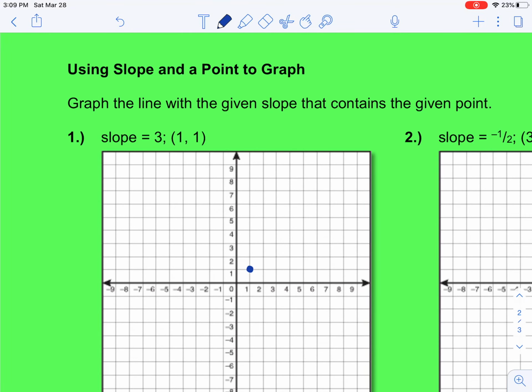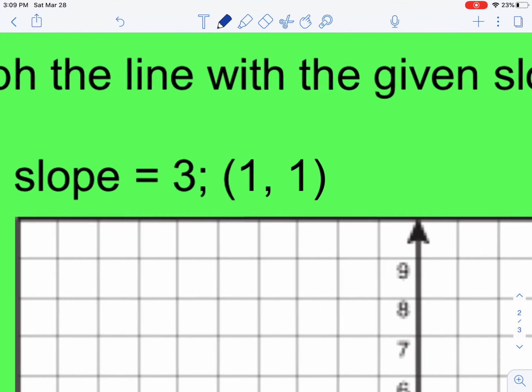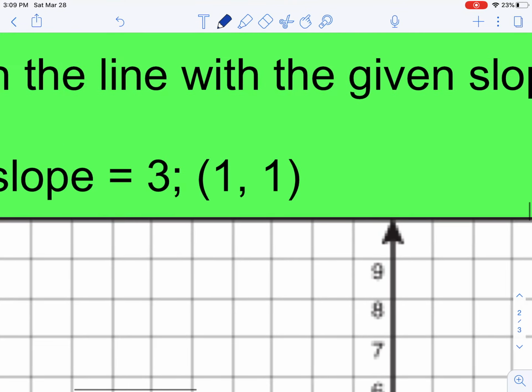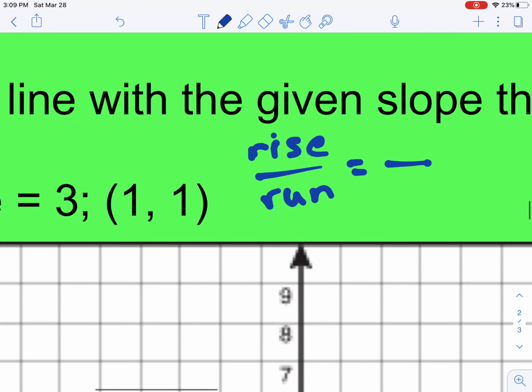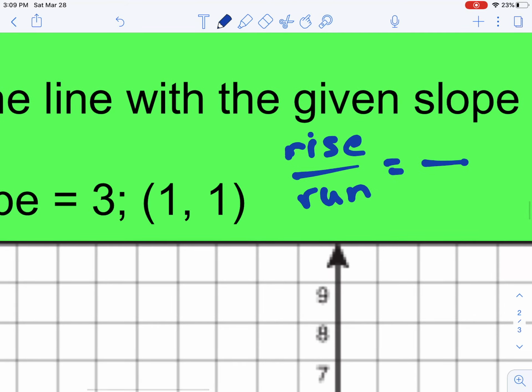So next I'm going to use my slope to create my next point. So my slope is just 3. Remember, slope is rise over run. So I want a fraction, and that's why we left them as a fraction. We didn't change them into improper fractions or decimals. So I want to change that 3 into a fraction. Well, remember, if they're whole numbers, if I want to change it into a fraction, I just put a 1 underneath. So my rise over run is actually going to be 3 rise, and then run is going to be 1.